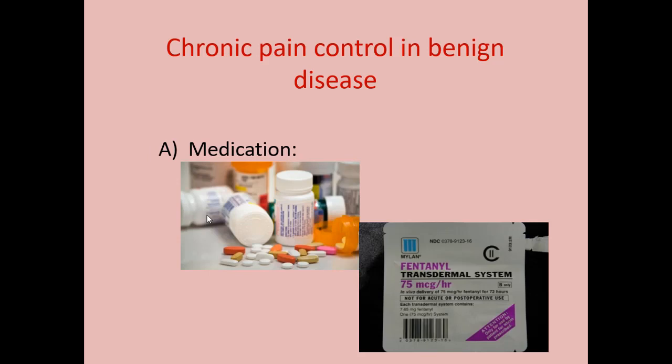So for chronic pain control in benign disease, naturally you start with medication, as we have talked about earlier: simple NSAIDs, non-opioid medication, and opioid medication as well. As you can see, fentanyl is actually an opioid. This is just like morphine, but much more potent, even 50 to 100% more potent than morphine. That is also available as a transdermal patch that may work for even 72 hours.